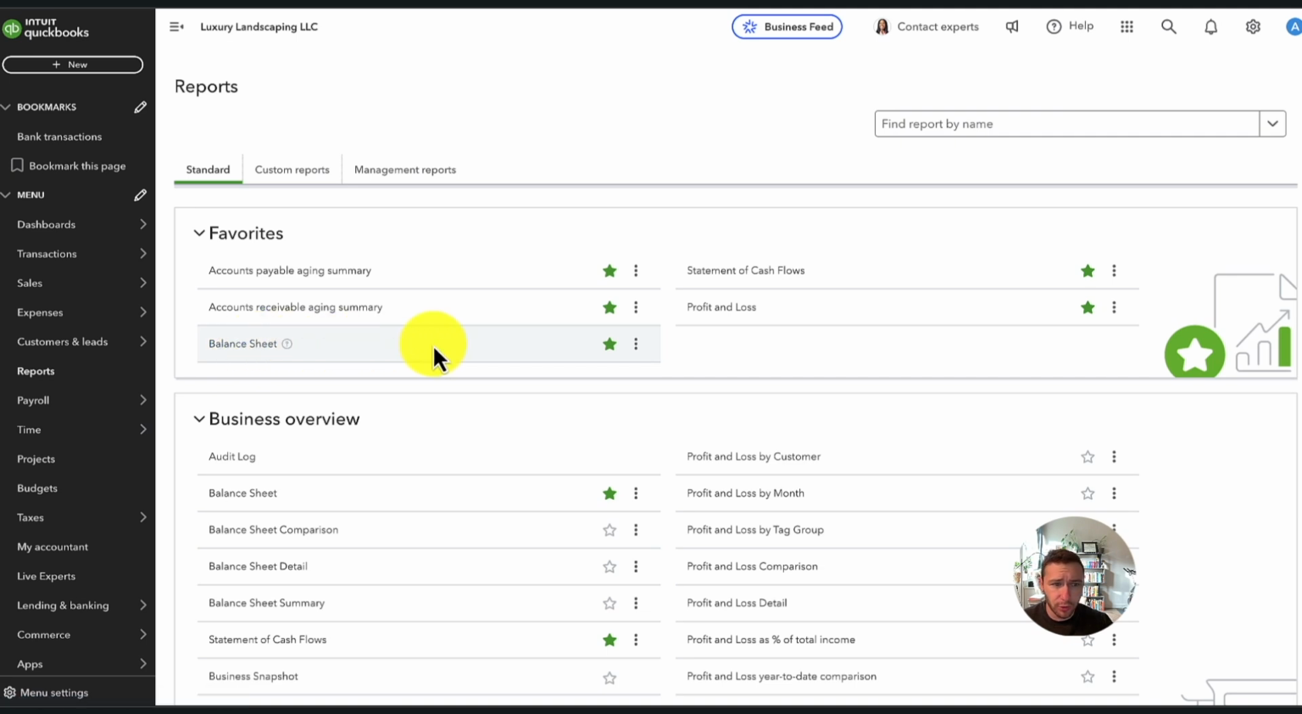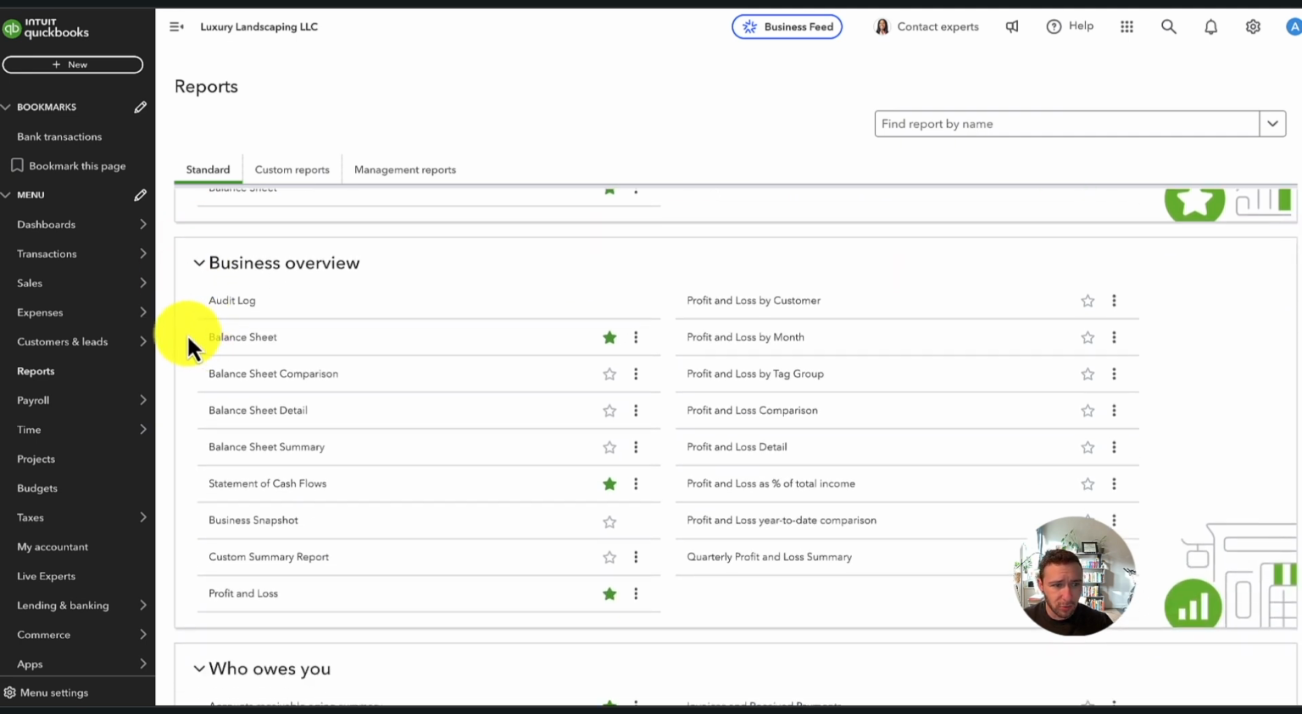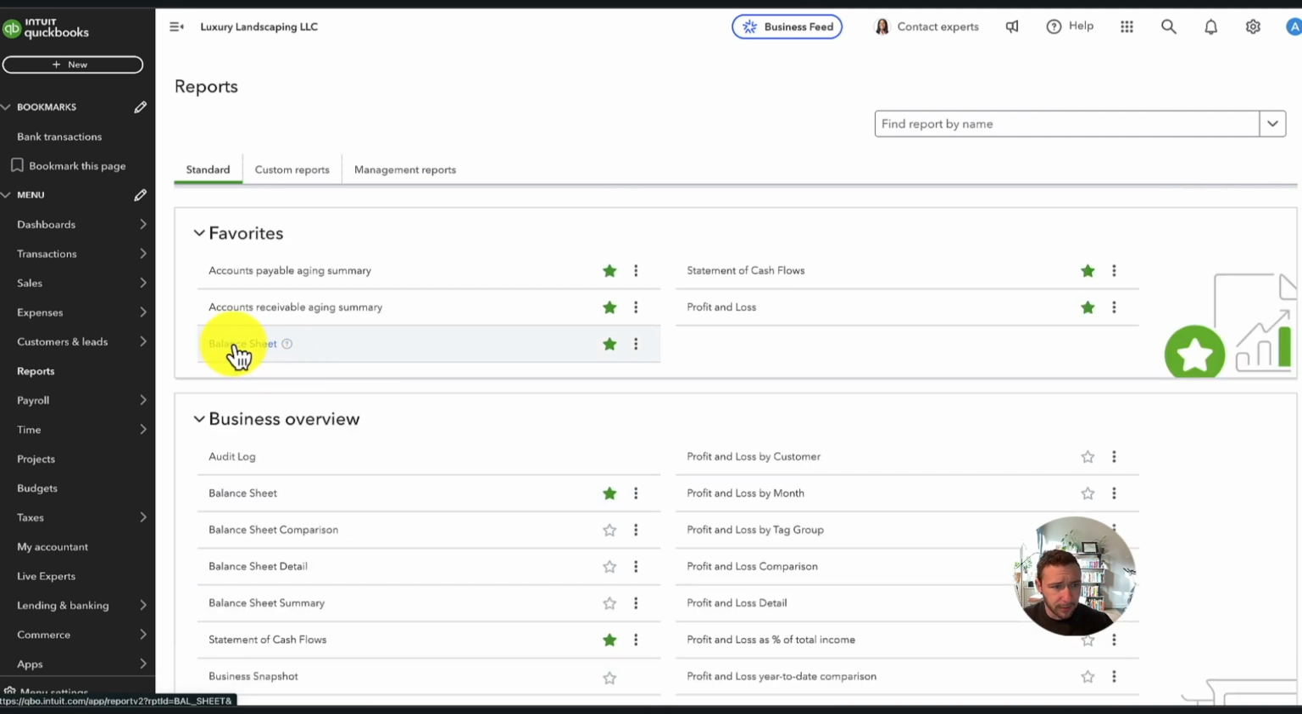So just to note, I have these all listed as my favorites. If you want to include these reports as your favorite, so it's at the top of the page of the reports section, just go down, find each report, such as here's the balance sheet under business overview, and click the star button. Make sure it's toggled on so that there's color in it, and you'll find the statement of cash flows here and your profit and loss here. So let's begin by looking at the balance sheet.